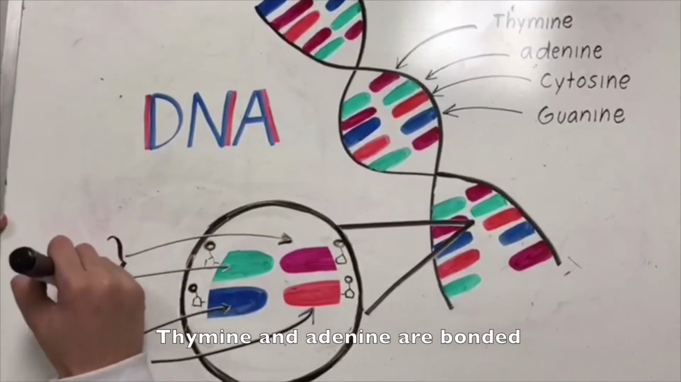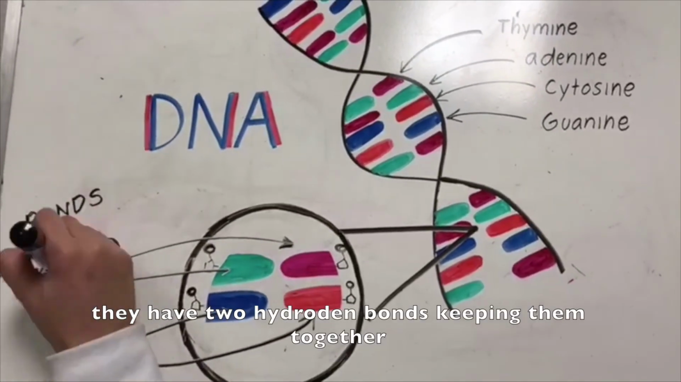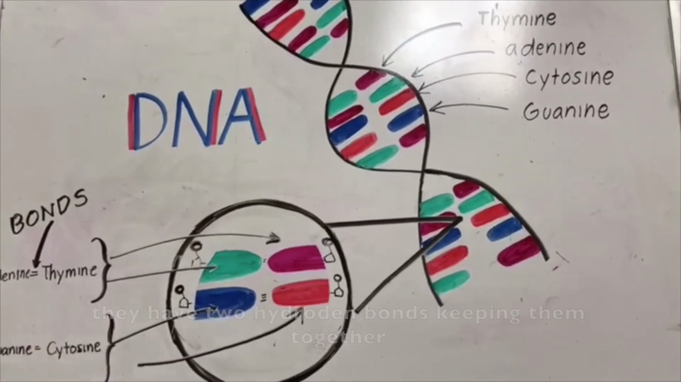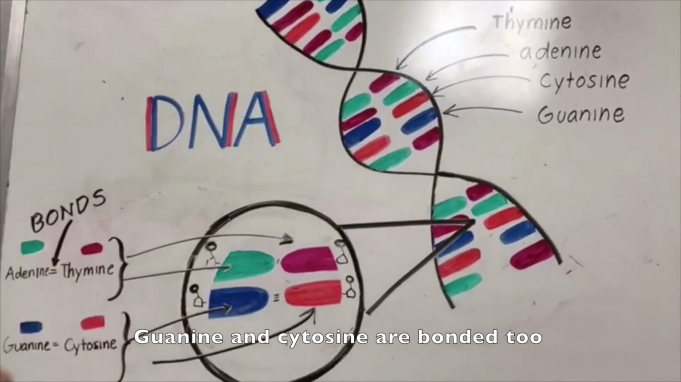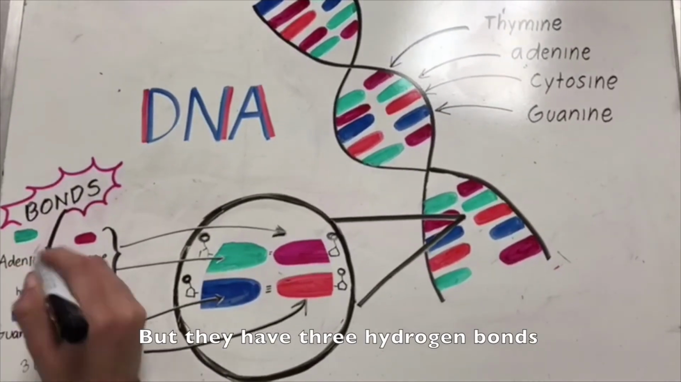Thymine and adenine are bonded. They have two hydrogen bonds keeping them together. Guanine and cytosine are bonded too, but they have three hydrogen bonds.